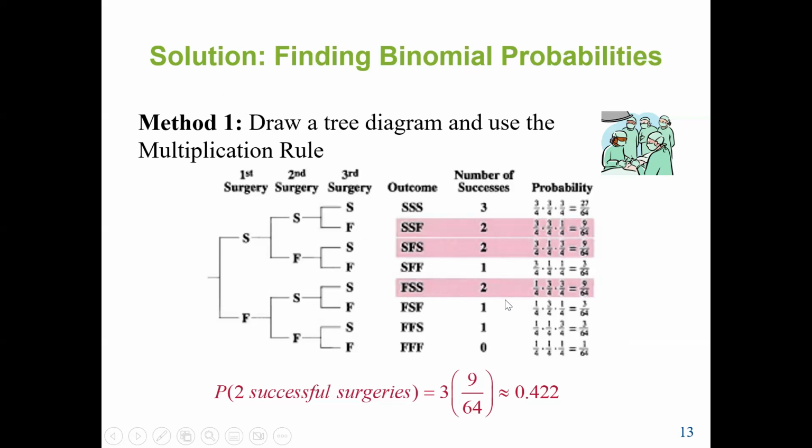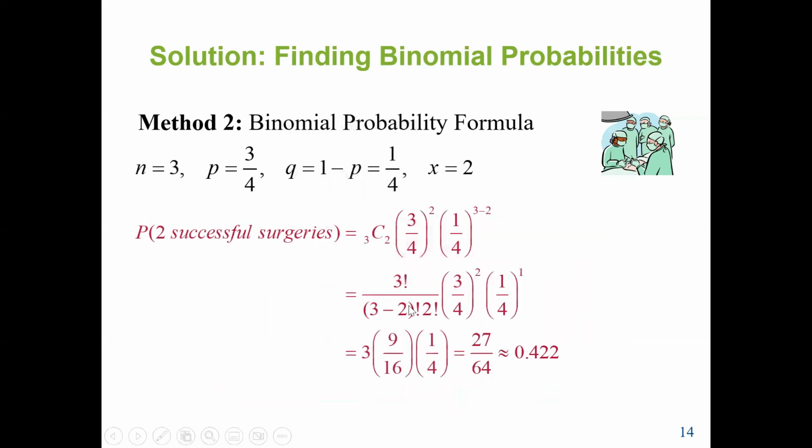Very straightforward, simple. But now we're going to use the probability formula. As we said, the total number of tries is 3, and X should be 2 because we say exactly 2 are successful. And we know P is 0.75, which is 3/4. So Q will give us 1 minus 0.75, which is 1/4. So again, we know all the values.